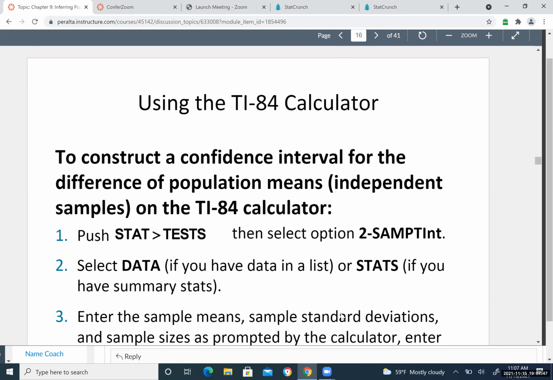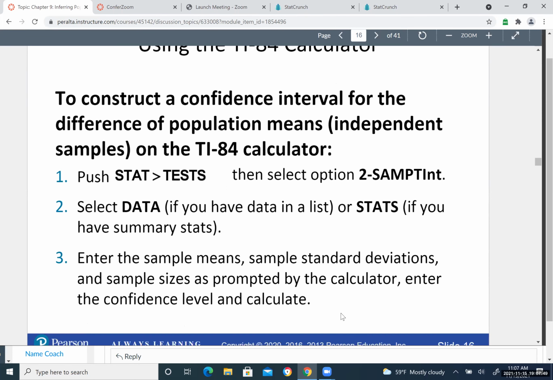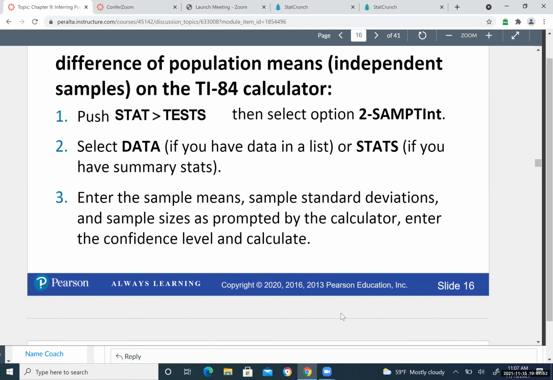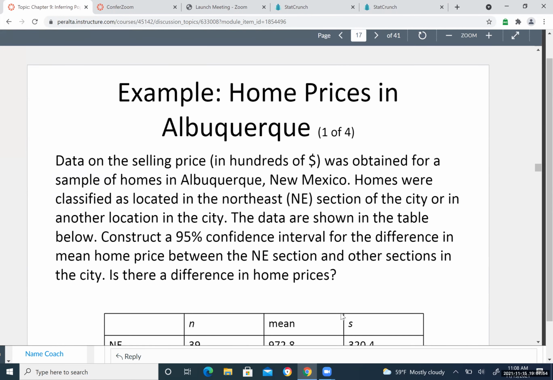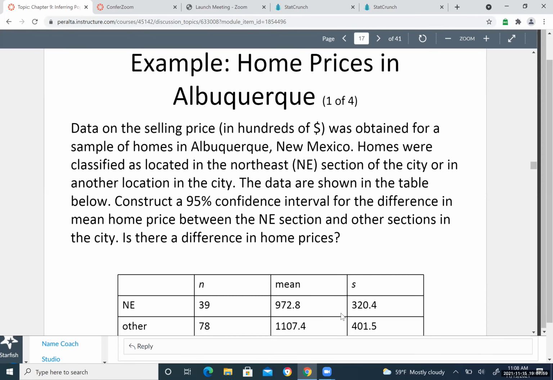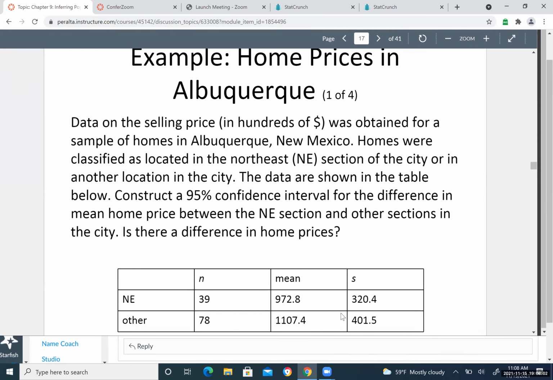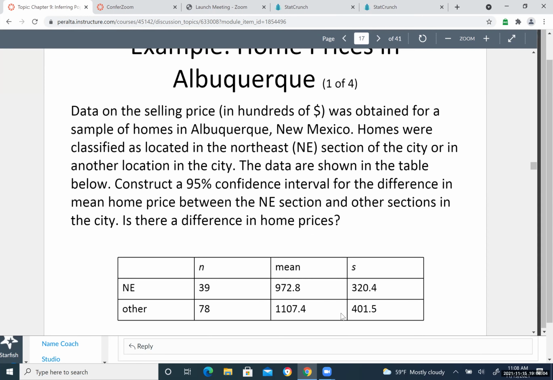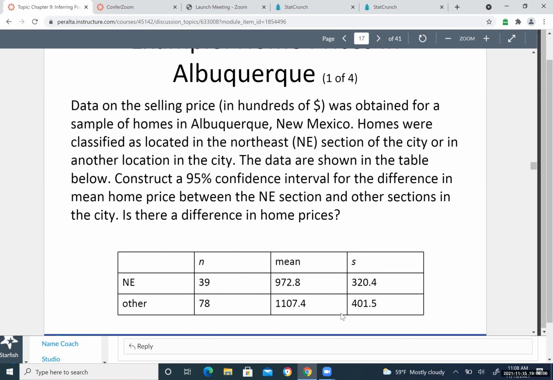So here, for using the TI-84, just follow this. If you want to use the TI-84, and you're done. So now we go on to the second example, sample home prices in Albuquerque Creek. The data of selling price, we have the following table, and they want us to construct a 95% confidence interval again. Okay, and they're asking, is there a difference in home prices? That is how you interpret it, you write a conclusion.